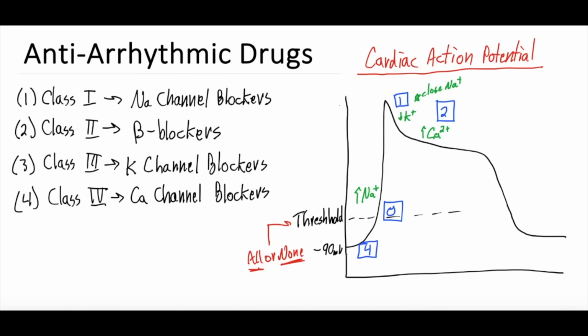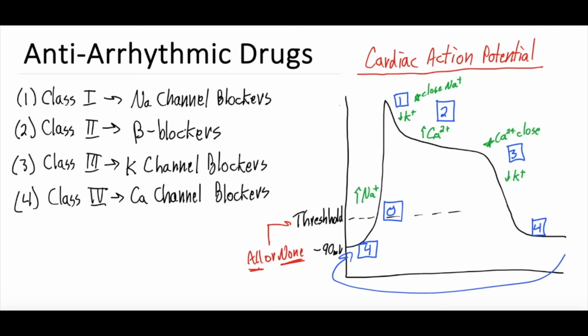All right, and that occurs until about phase 3. At this point, calcium channels close and you're just getting that efflux of potassium until you return to phase 4, right? And now you're back here and it cycles back through. So understanding this helps us understand how these antiarrhythmic drugs work.